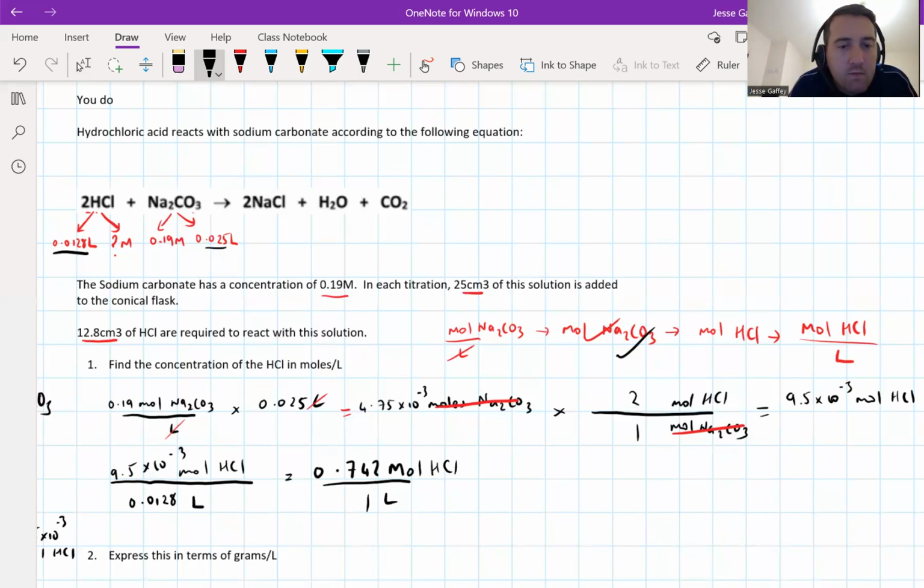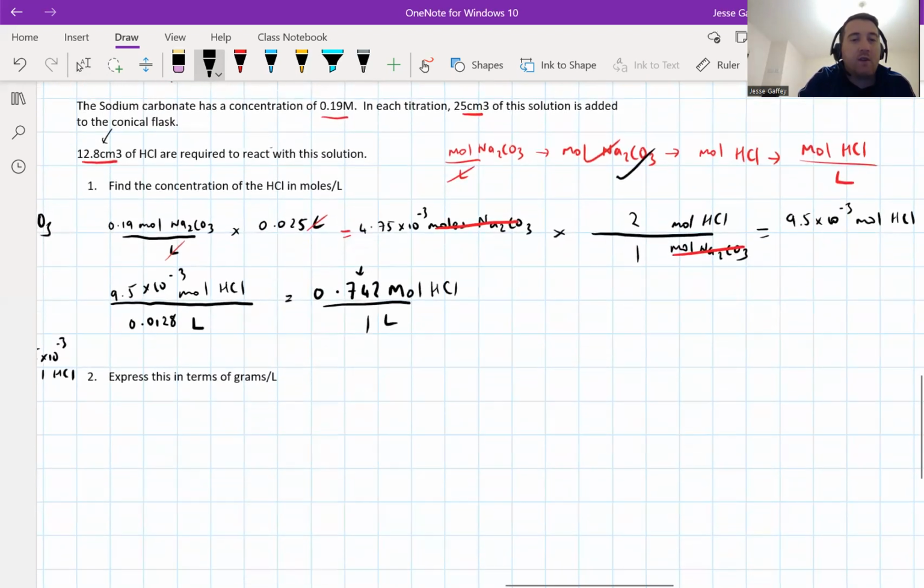Now, let me just think here for a second. Is this logical? 0.742. I'm looking up here. Well, this was 0.19. So this is quite a lot higher, but it is a 2-to-1 reaction. So it should be at least twice the amount of moles. And then I used a lot less of it. So yes, it does make sense. Okay. Right. Then I'm taking that one for my next one.